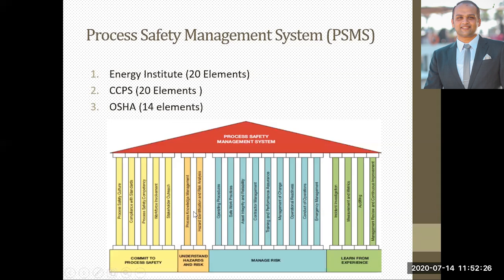How to manage risk relates to asset integrity, maintenance, and projects as well, including management of change, operation readiness, conduct of operations, whether it is effective or not, and emergency management. All of these elements have a lot of requirements underneath them, and audits are done by third-party companies for the clients to make sure they are meeting them and whether they have gaps or not. If they have gaps, the gap analysis should be closed to meet the target of complying with a process safety management system such as CCPS, OSHA, or Energy Institute.